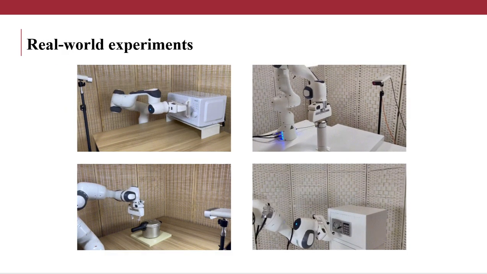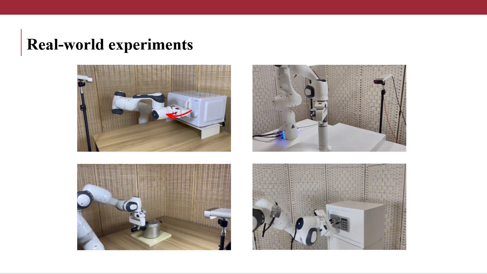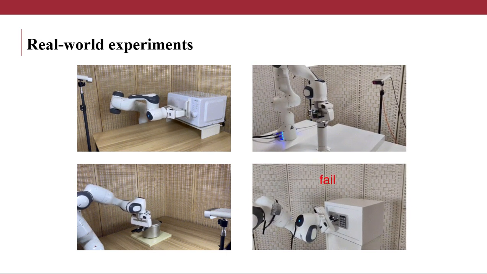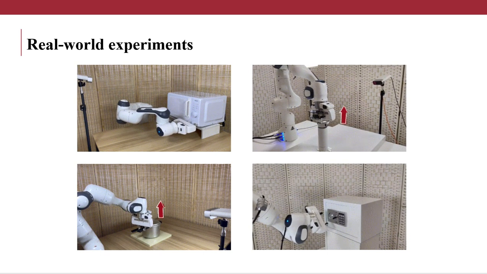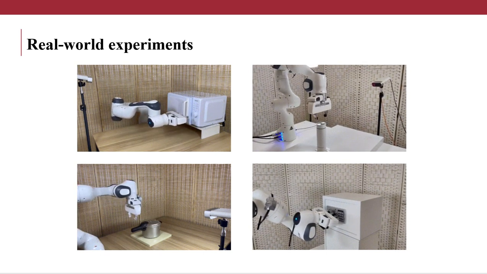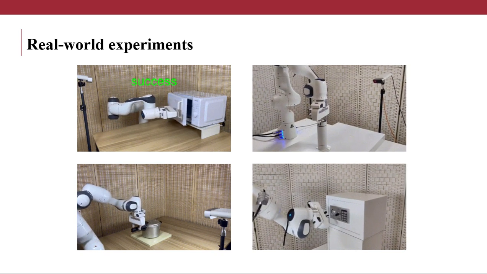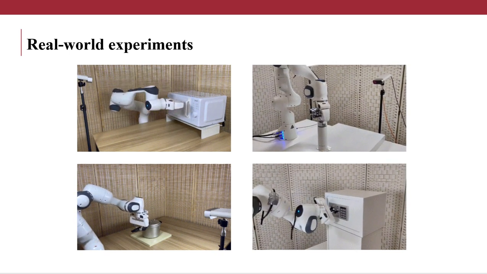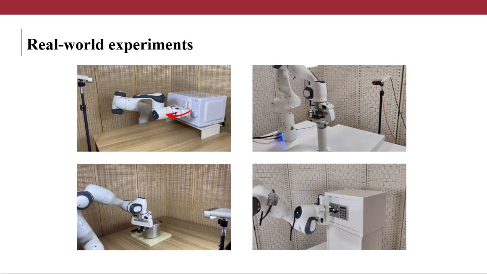To validate the generalizability of our adaptive diffusion policy to real-world scenarios, we conduct experiments on various real-world objects like pressure cooker, microwave, bottle, and safe. The results in the slide demonstrate that our adaptive policy can be effectively applied to real-world scenarios.